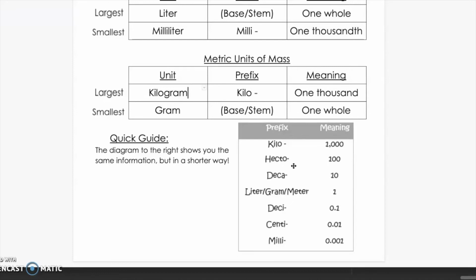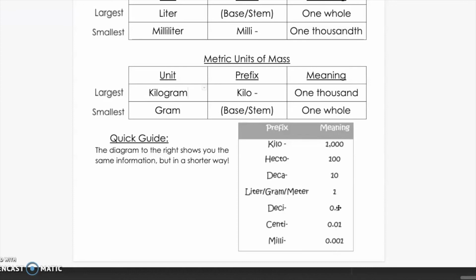Hectometer. Hecto means 100 of something. So hectometer means 100 meters. Deca is the next one. Deca means 10 of something. Think about it this way. Decade. Sounds familiar. 10 years. So decameter is 10 meters. So that's all above a whole number.